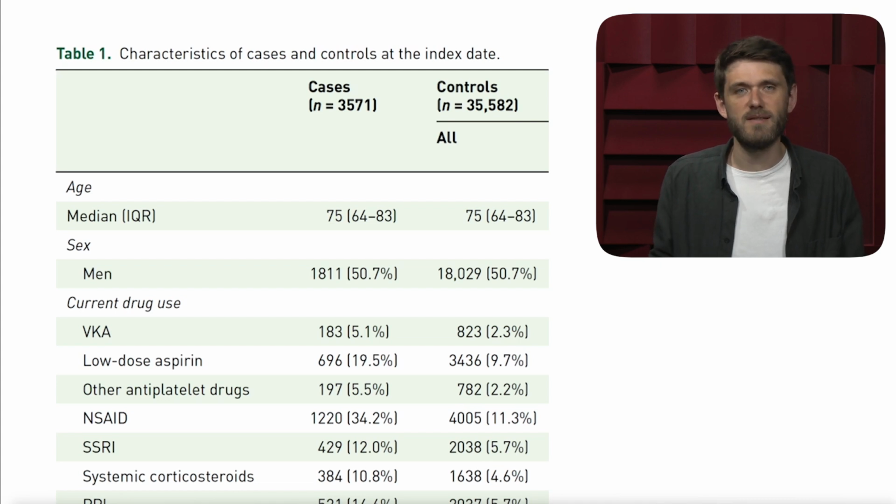And you will in many cases, for instance this one where we've looked at cases being people with a brain hemorrhage, see that exposure patterns such as vitamin K antagonists or low dose aspirin are much more common among the cases than the controls. And this, for some clinical readers, might suggest this is not a reasonable comparison to make, when in fact all risk factors should be more prevalent among cases. In this case, we should expect to see drugs causing a brain hemorrhage to be more prevalent among those experiencing the outcome compared to the background population.